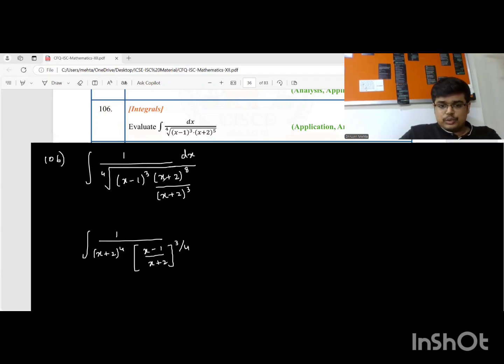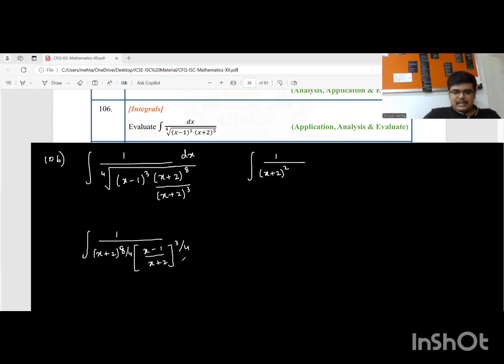Now, what you have to understand, students, is this x plus 2 raised to 8, when it comes outside, it will be multiplied with 1 by 4. This is a mistake. Please make this correction. It's 8 into 1 by 4, which means we have 1 upon x plus 2 raised to 2. Now, students, for this term, I'll take it in the numerator and I'll write it as x minus 1 upon x plus 2, the whole raised to minus 3 by 4. We're using the rule of indices. When we take it in the numerator, when we take reciprocal, power becomes negative.